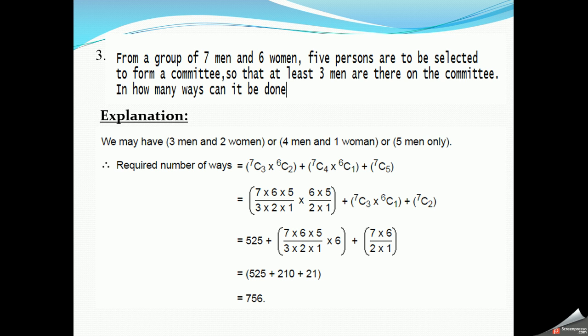So when we find the required number of ways, we just have to calculate combinations. From 7 men we select 3 men, multiplied by from 6 women we select 2 women, plus from 7 men we select 4 men, multiplied by from 6 women we select 1 woman, plus from 7 men we select 5 men. Simply do that type of calculation while solving combination problems, and you get the result very quickly. Here the answer 756 is the required number of ways.